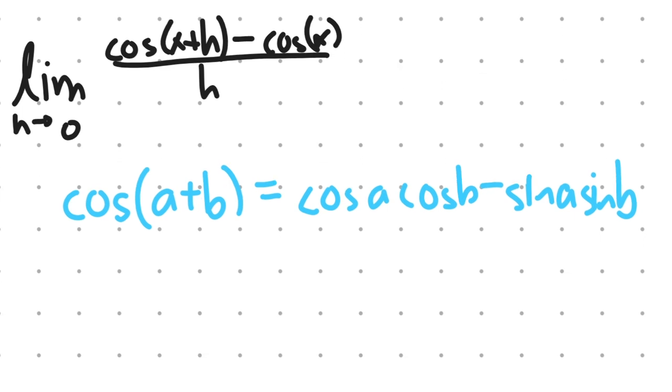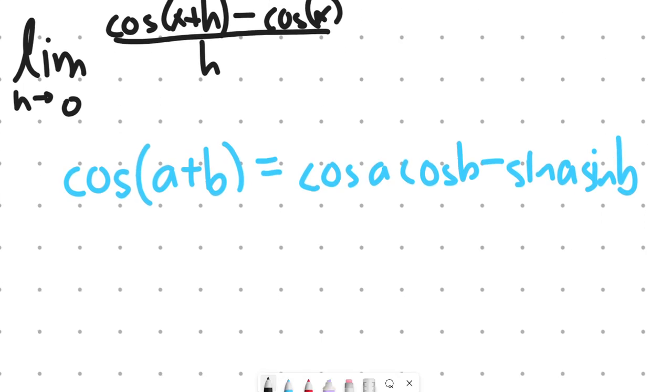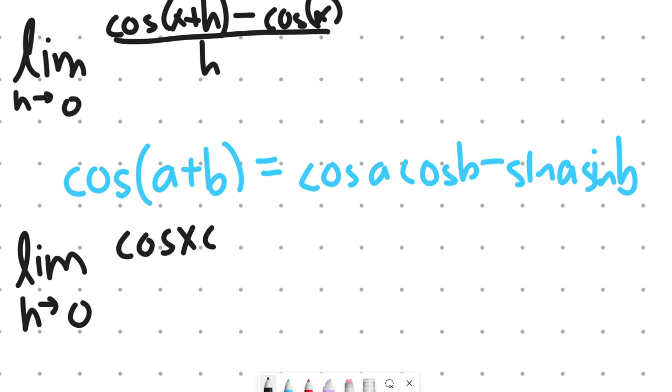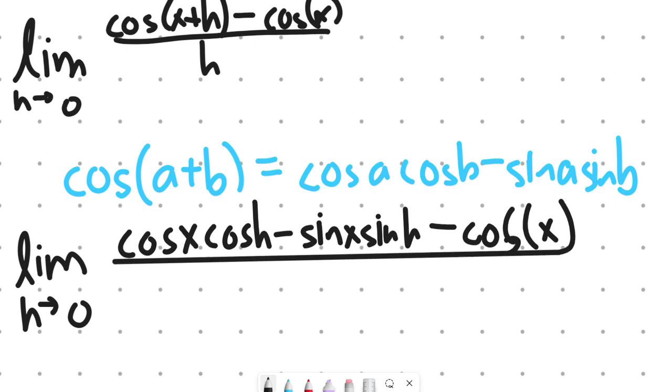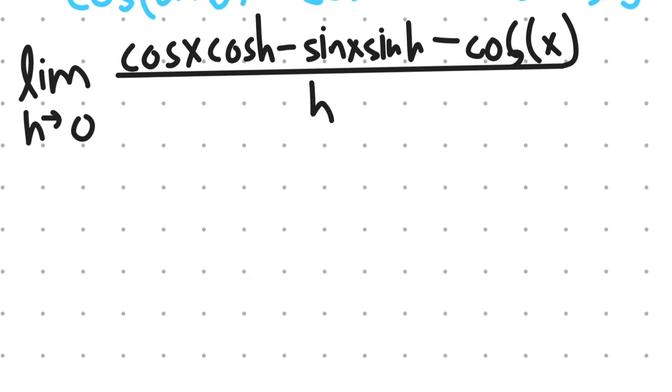This means we can write x plus h another way. So we will have the limit as h approaches 0 of cosine of x, cosine of h, minus sine of x, sine of h, minus cosine of x, all over h. I hope you understand this. It's a bit messy over there.